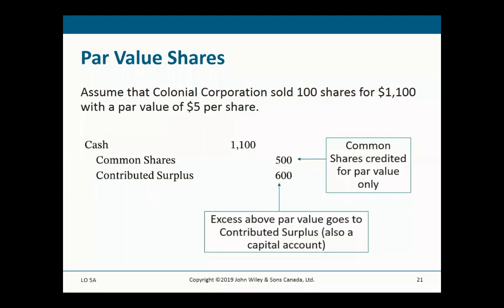If you have par value shares, in the accounting you're still going to have the debit for the consideration you've received for the shares. The common share account is credited just for the par value of each share times the number of shares issued, and the remainder goes to contributed surplus.